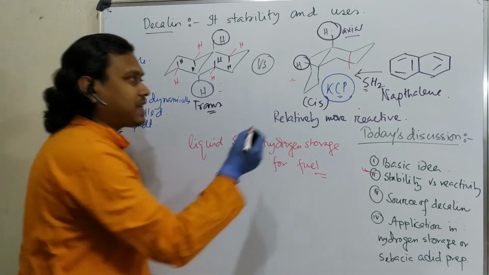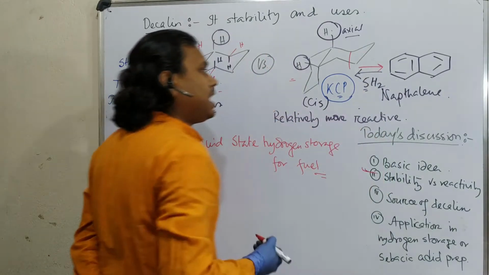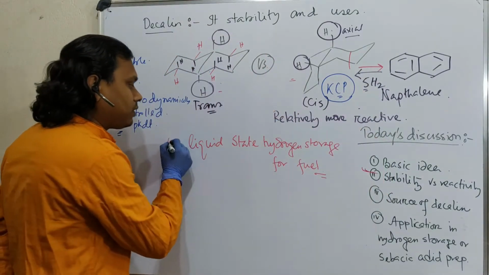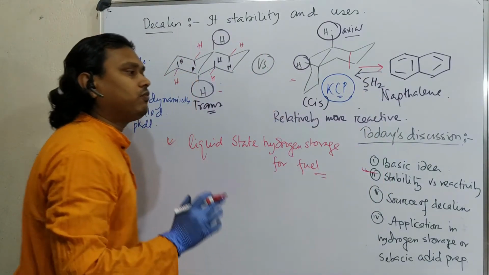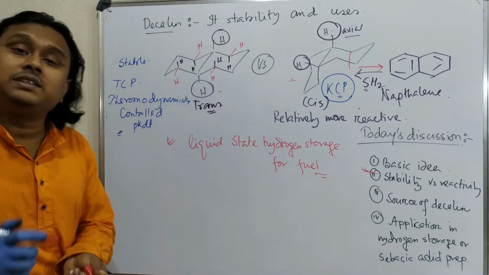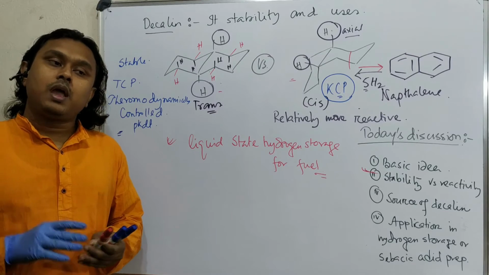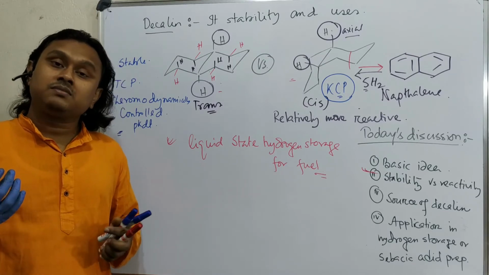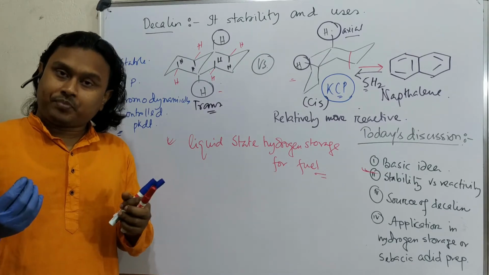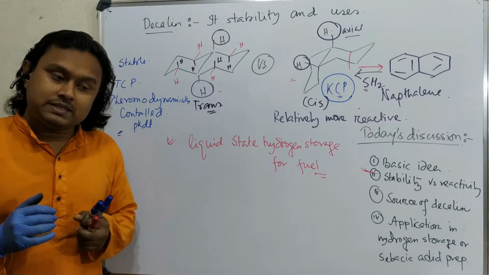Now what happens? Actually this reaction is reversible, and that reversibility is utilized for liquid state hydrogen storage for fuel. What do I mean by the statement and why is this needed? See, right now all over the world people are trying to use hydrogen as fuel. But the biggest problem is storage of hydrogen.